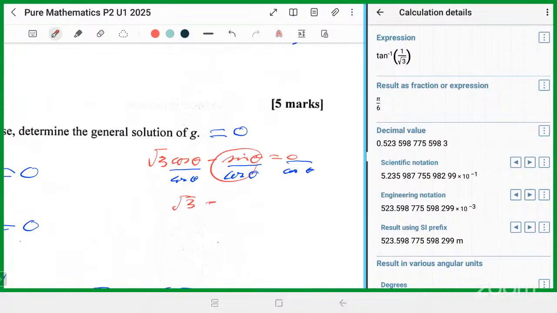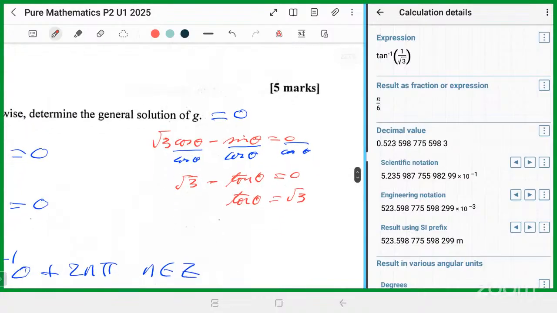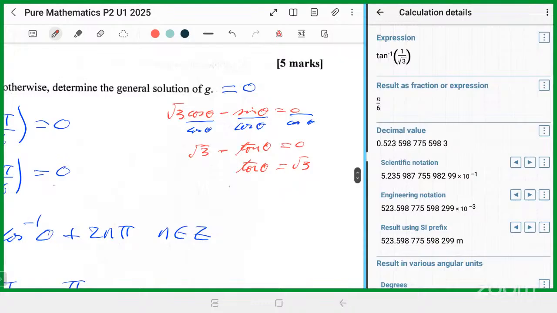This will become tan theta equals root 3. The general solution for tan is what again? The solution for sine is two parts, a plus or minus solution or the n power one. So theta is tan to the minus 1 of root 3 plus n pi. That is it.